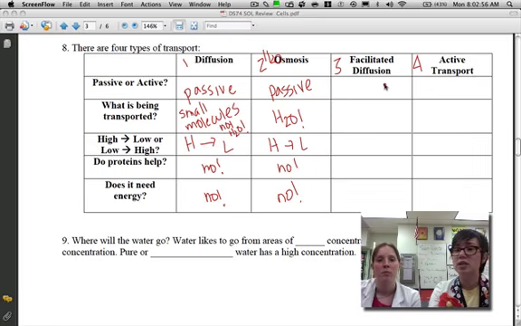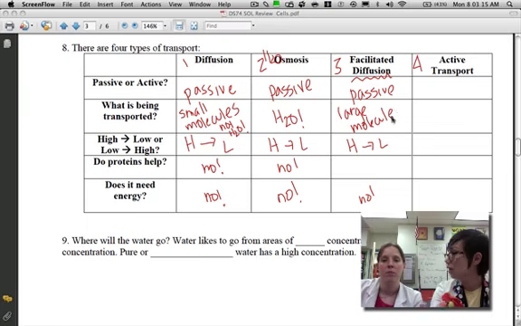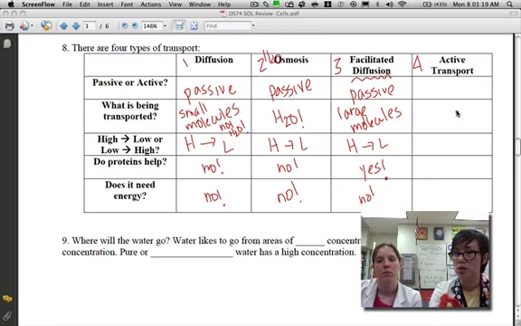All right, facilitated diffusion still has the word diffusion in it, so we know that here's another special case of diffusion, so it's still going to be passive. Things are still moving from high to low. The only difference here is that we're not moving small molecules. We're moving large molecules. And because we're moving large molecules, we need a tunnel or a helper. And that helper is going to be our protein. So we do need a protein here. And then our last one?